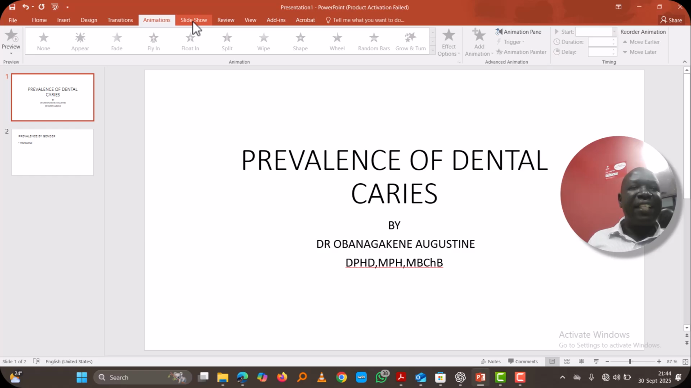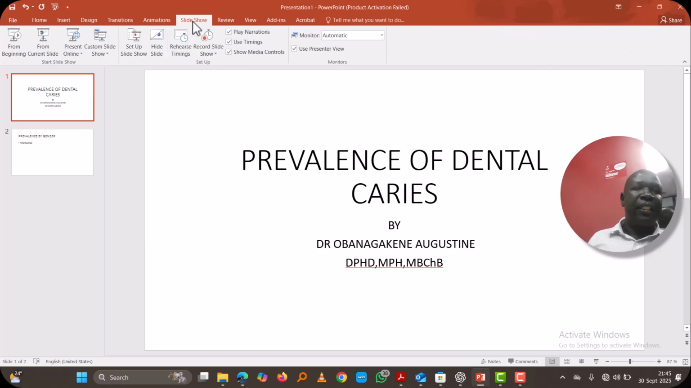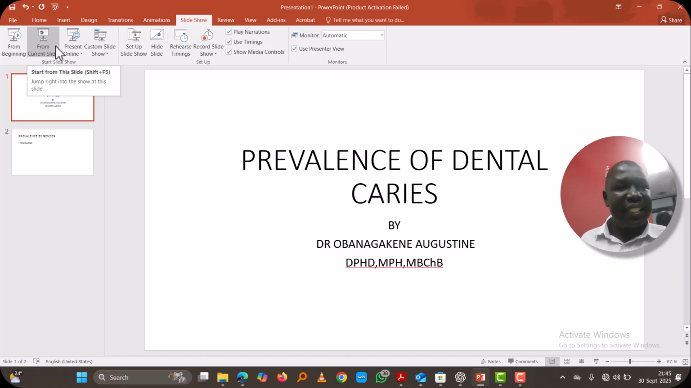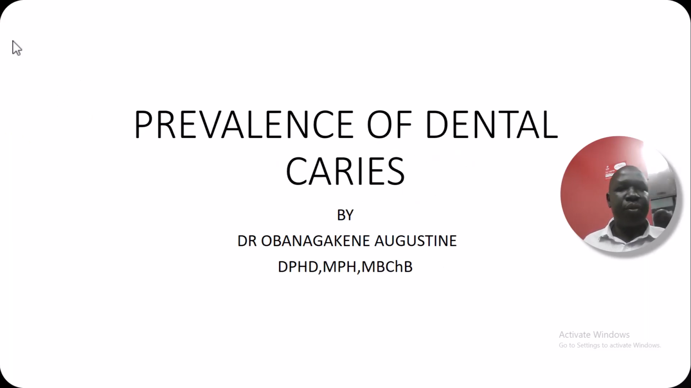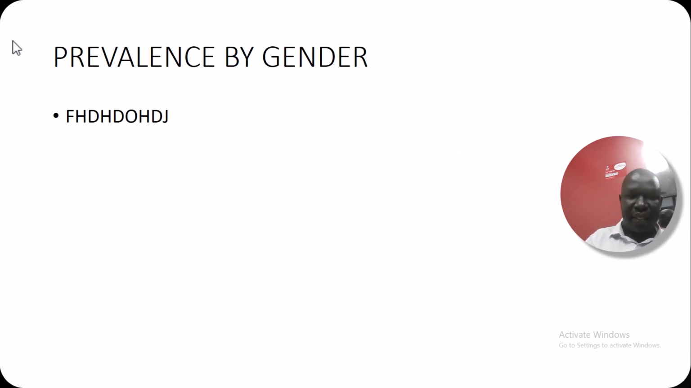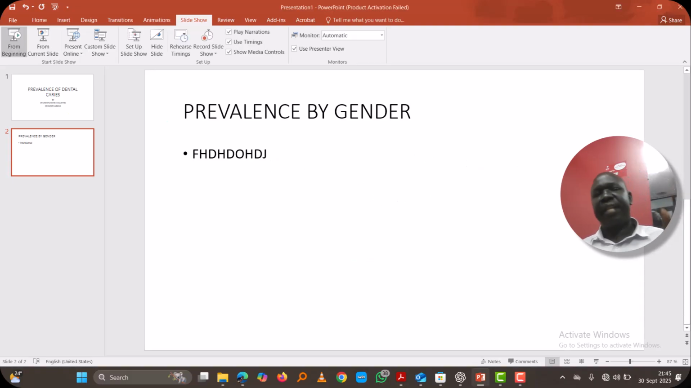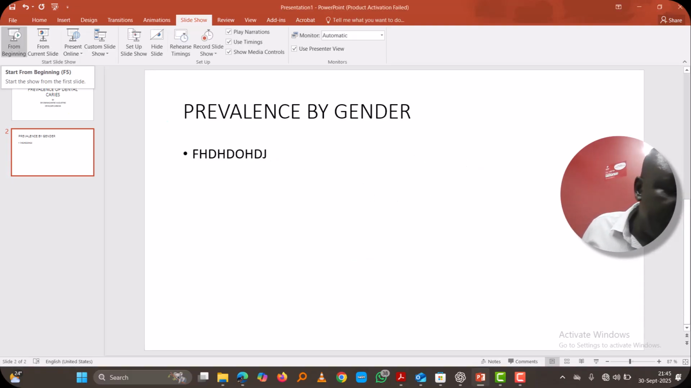Then we have the slideshow. Now, when you go to slideshow, it will give you options. You want the slides to begin from where? Is it from the first slide or from the current slide that you're on? If you want it from the first slide, then you can come to from the beginning, as you can see. So you can just keep moving, just like that. If you want to exit this, you press the escape button, it takes you back to your previous work.